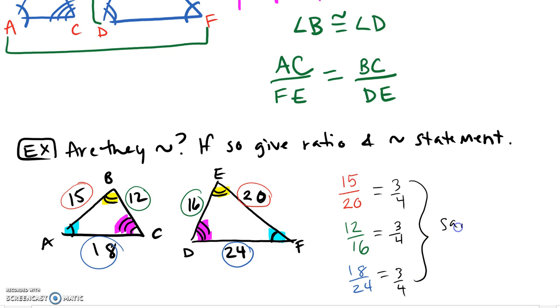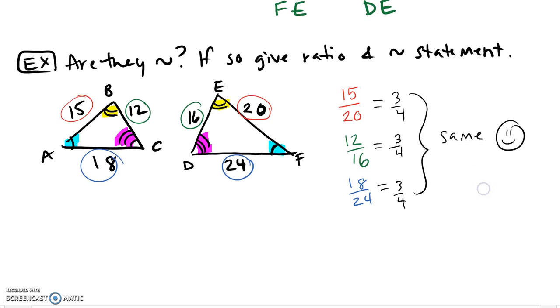So they're the same, which means that they are similar. So A, B, C, similar. A went with F, B went with E, C went with D. There's my similarity statement. And my ratio is 3:4.